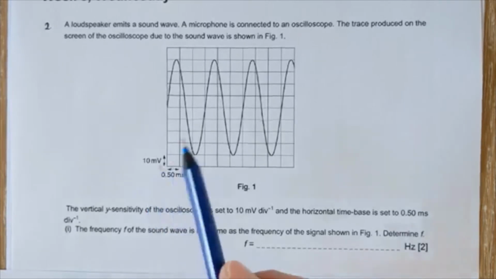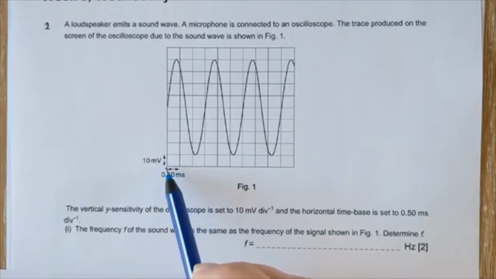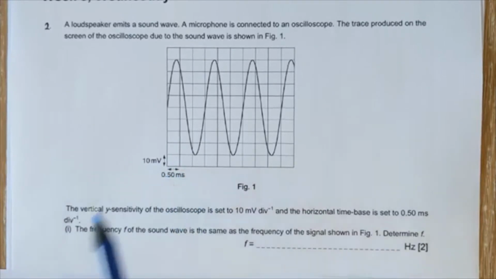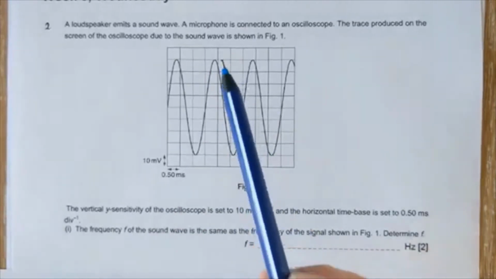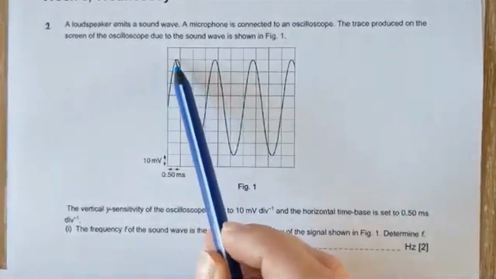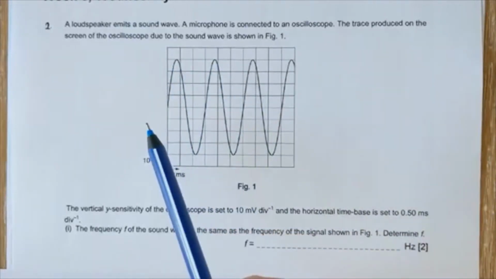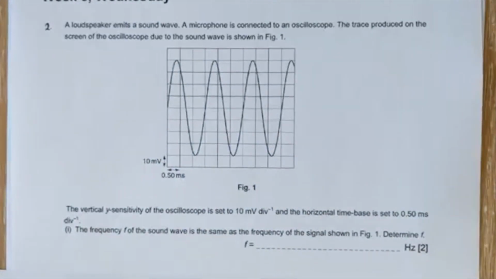Okay, so you always get told how much time one square represents in the horizontal direction, and we're going to use that to get the time period and then calculate the frequency. But don't just go from one peak to the next peak. Do as many waves as you can and then average, as this increases the accuracy of your value.